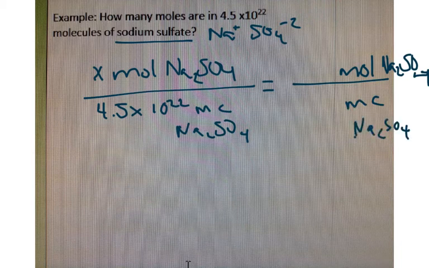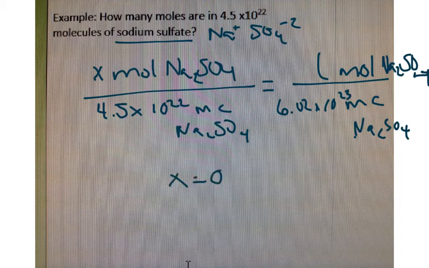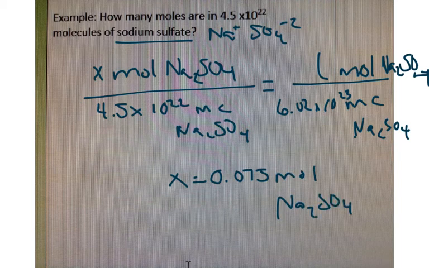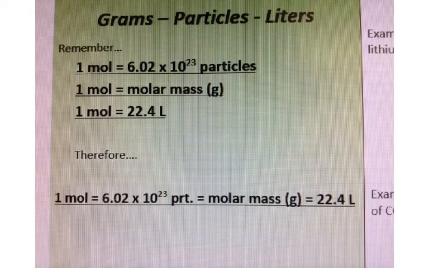So I'm going to look at all my numbers, and I know that for every 1 mole, I have 6.02 times 10 to the 23rd molecules of Na2SO4. So when I cross multiply this, I get X equals 0.075 moles of sodium sulfate, which is Na2SO4. Rounded to the 2 sig figs from the 4.5, I am right with the 0.075 moles.